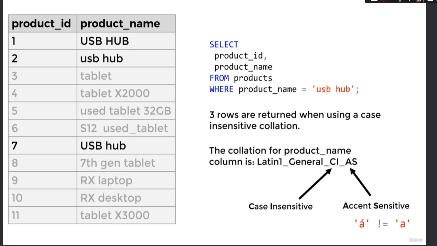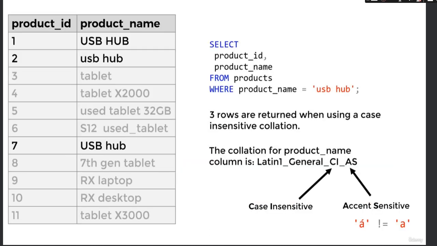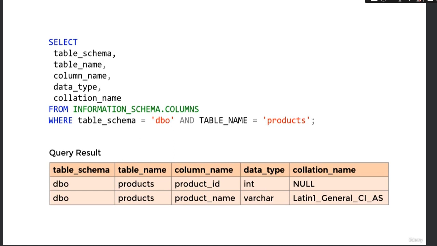So to find out what collation is used at the column level for a particular table, we can get this by querying a system view in the information schema. Let's have a look at how to do that. In this query we are querying a system view called columns in the information schema, from INFORMATION_SCHEMA.COLUMNS, where table schema is equal to dbo and table name is equal to products.